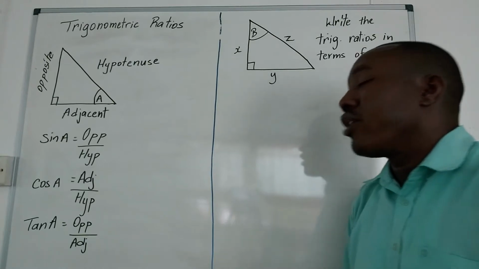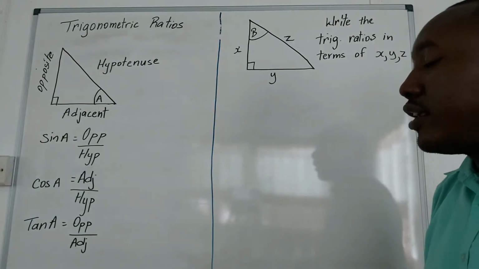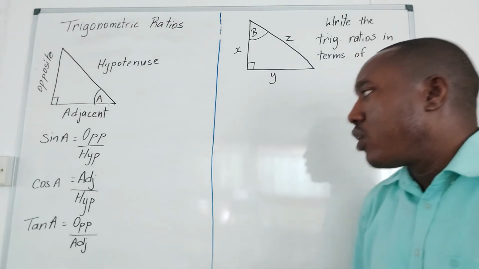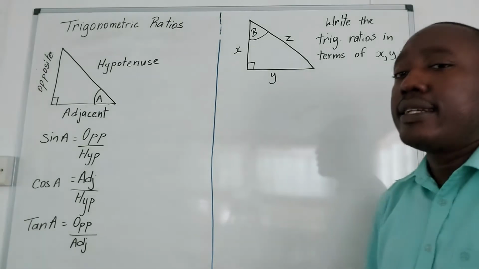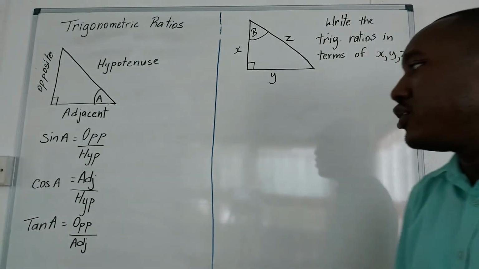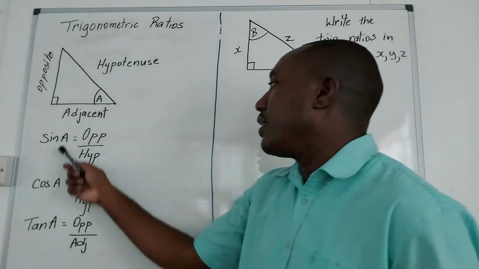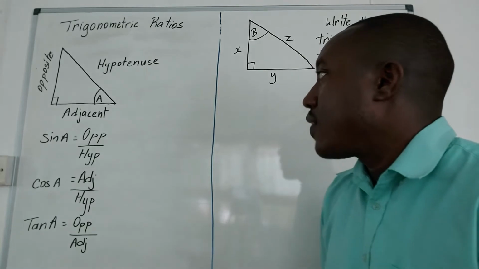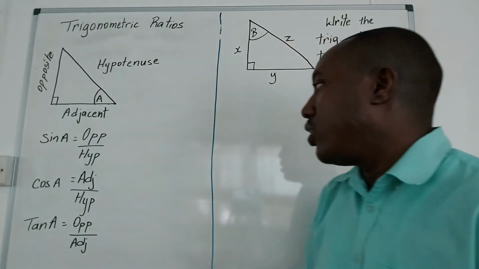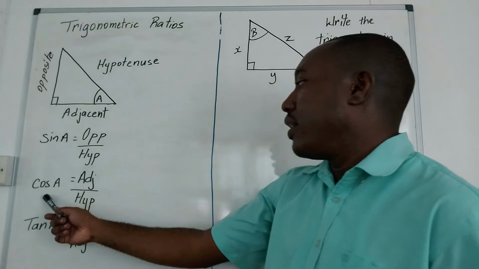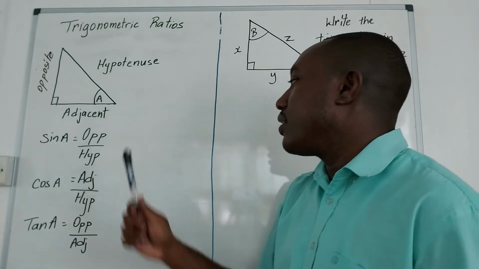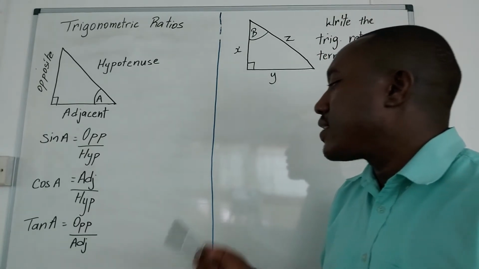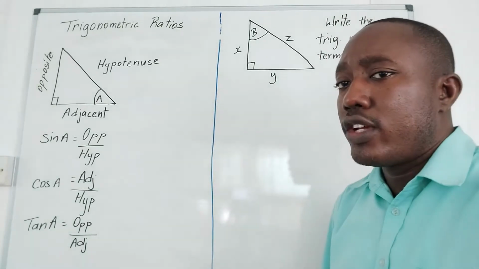Now, the three trig ratios that are commonly used are sine, cosine, and tangent. In relation to angle A, sine is equal to the opposite over the hypotenuse. Cos A is equal to the adjacent over the hypotenuse. And tan A is equal to the opposite over the adjacent.